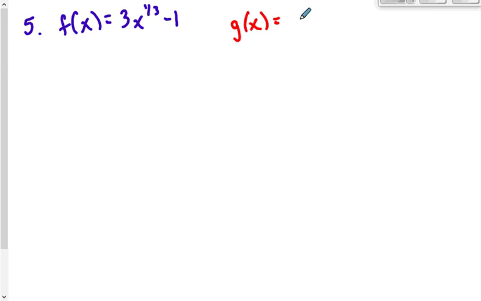Number 5. Number 5 says I have f of x equals 3x to the 1/3 minus 1. And then I have g of x. Actually, let me put this in a different color. G of x equals x plus 1 over 3 cubed. And the problem says determine whether the functions are inverses.